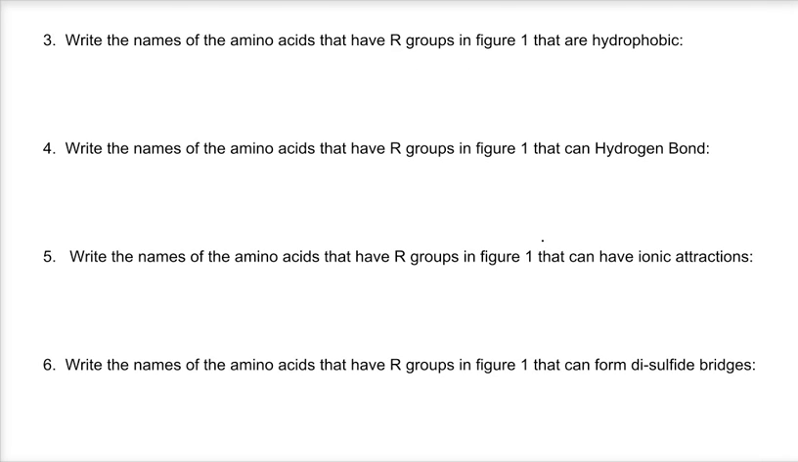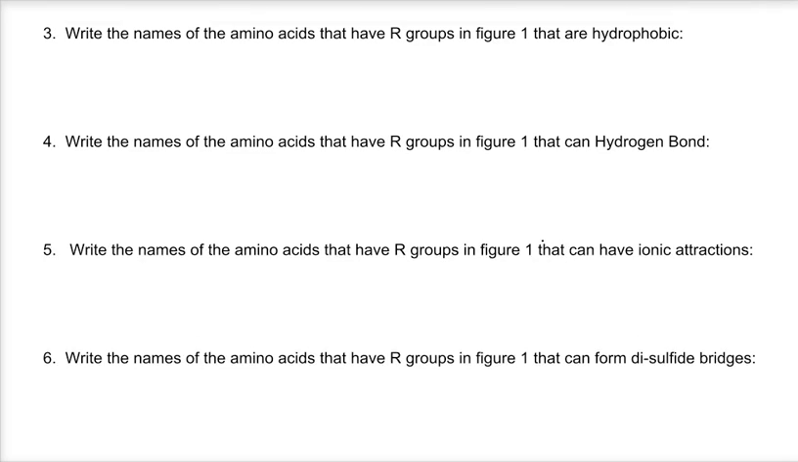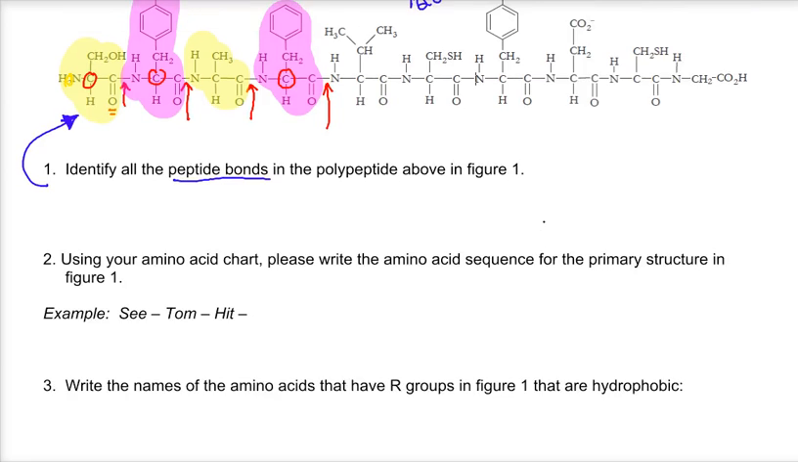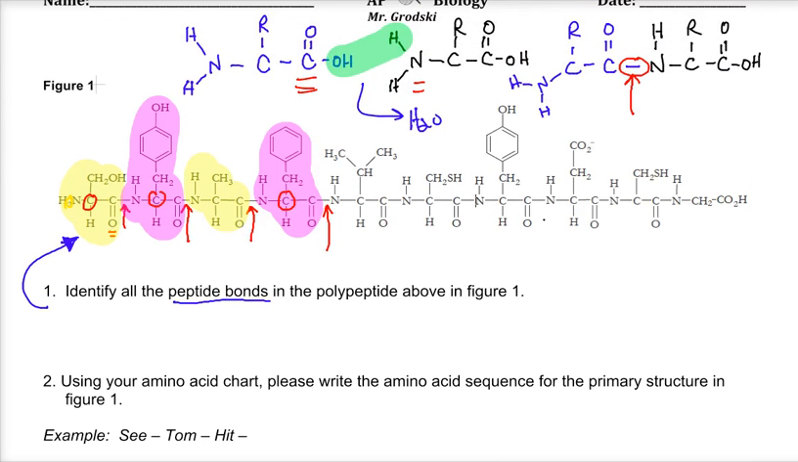Some people had issues with figuring out which kind of R groups can hydrogen bond. The R groups that hydrogen bond are the ones that are polar. For instance, if you look carefully here, we have an OH group. If I blow this up, you have an O bonded to an H.